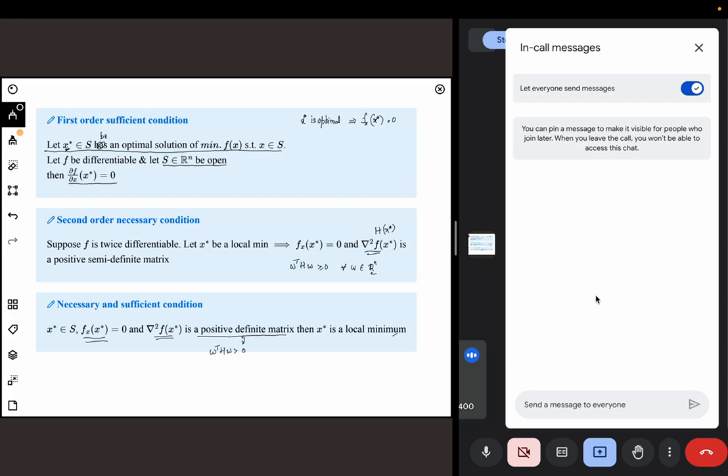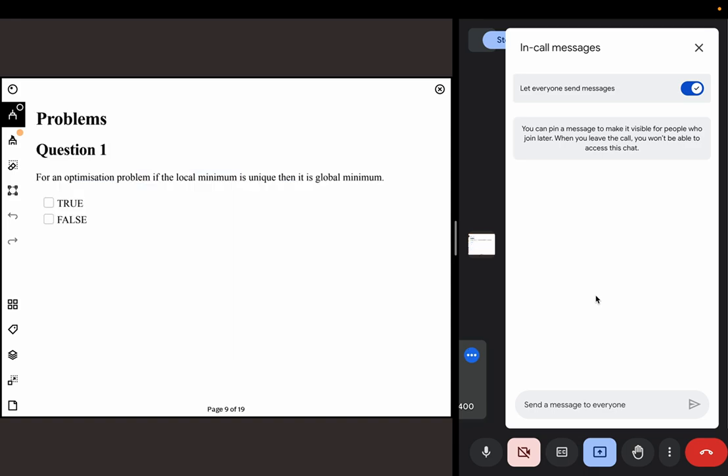Is that clear? Are there any questions? I think there are no questions. Okay, so around half. These are some problems that I would like to discuss, so you can solve them. I'll wait for a couple of minutes for each problem so you can solve and then we can discuss.